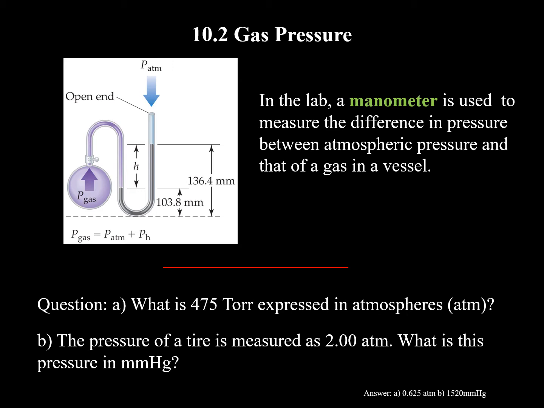So a question here is, what is 475 torr expressed in atm? Again, if we remember our unit conversions, you can pause the video and try on your own. For the unit conversion, you write 475 torr. The unit conversion is 1 atm on top, 760 torr on the bottom.